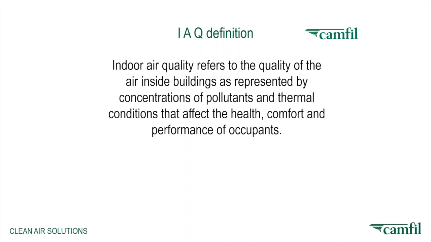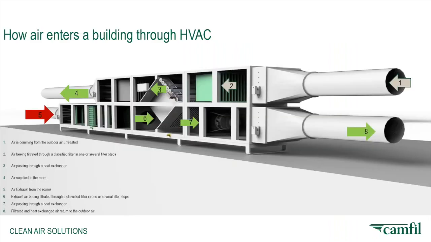So, indoor air quality definition. Indoor air quality refers to the quality of the air inside buildings as represented by concentrations of pollutants and thermal conditions that affect the health, comfort, and performance of occupants. Here we see a typical setup of an air handling unit. As we can see from the arrows, at 1, the air coming into the air handling unit is untreated. At arrow 2, we can see it is passing through a filter.